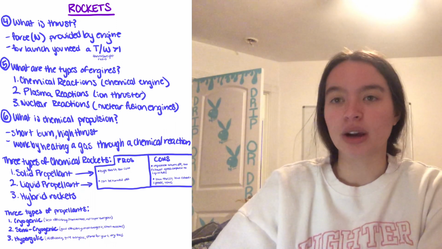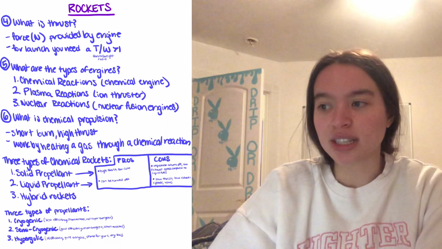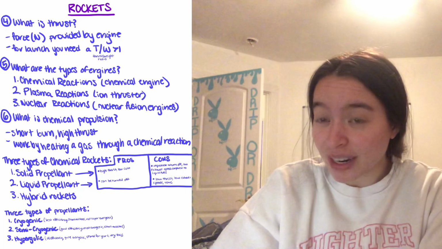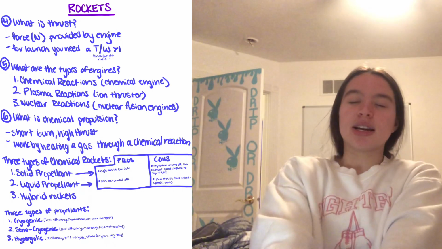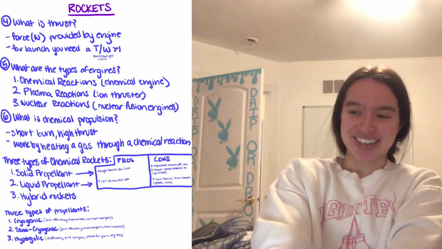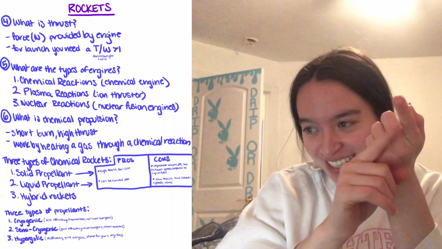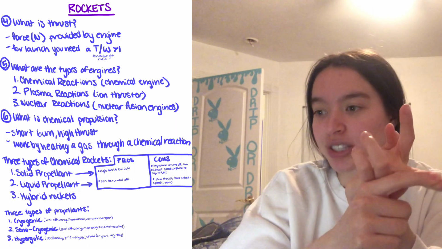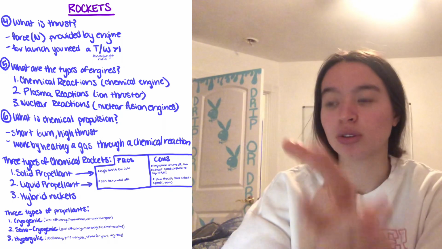What is thrust? This is force in newtons provided by an engine. And for launch, you're going to need a thrust to weight ratio greater than 1. Next question. What are the types of engines? There are chemical reactions, which is a chemical engine. There are plasma reactions, which is an ion thruster. And then there are nuclear reactions, which is nuclear fusion engines.